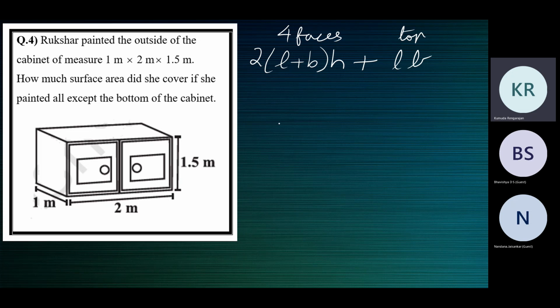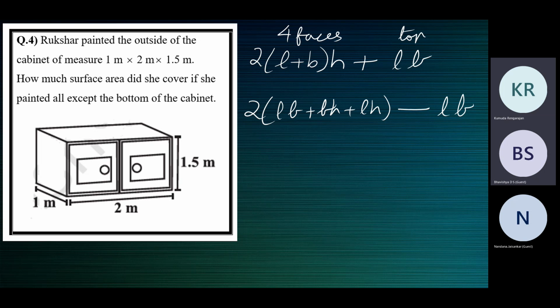Or you can do this: the total surface area, 2 of LB plus BH plus LH, is the area of all the 6 faces. From this, you must remove the area of the bottom face, LB. Do you all understand what is meant by curved surface area? Yes, ma'am. Curved surface area is the area of the 4 vertical surfaces. I told you that there are 4 vertical surfaces and 2 horizontal surfaces.